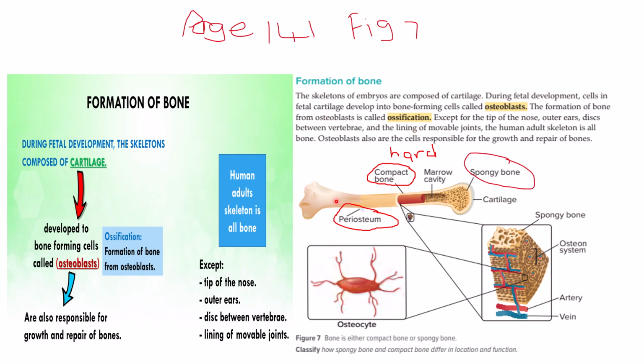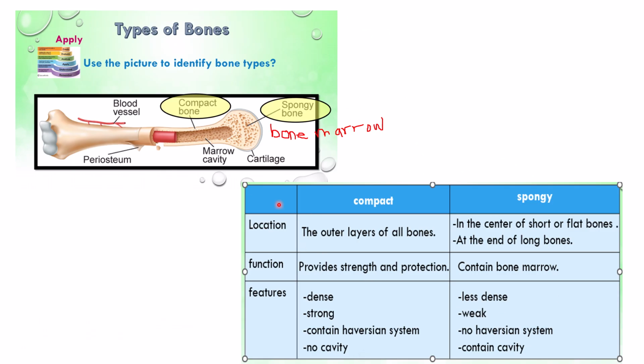The outermost layer is the periosteum cover. Then you have compact bone, spongy bone, and the bone marrow. And this system is the Haversian system, which includes the blood vessels, and each unit is called an osteon. So you need to know the function and features of each of these parts of the bone.